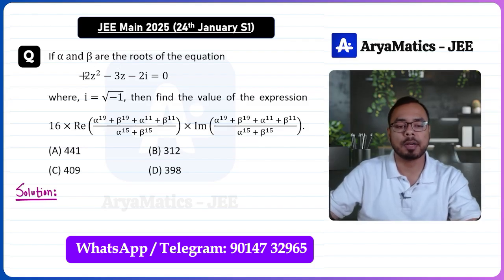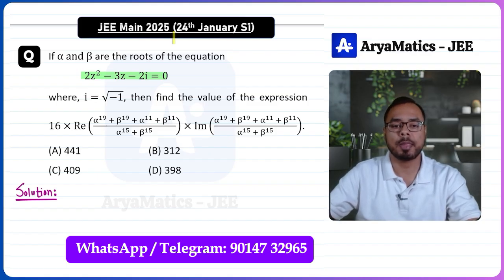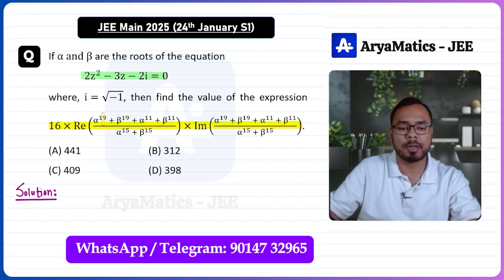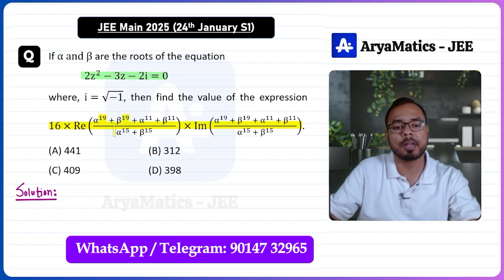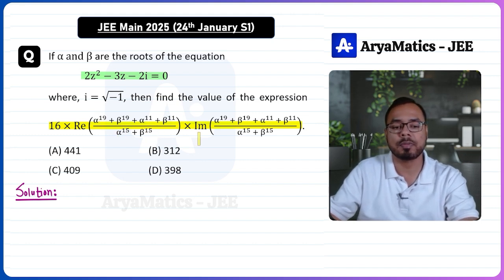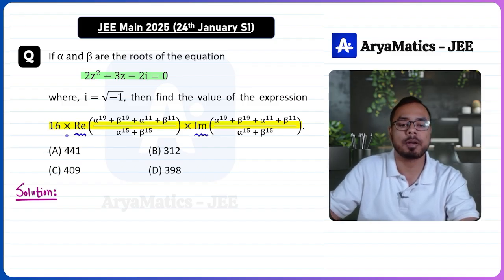If alpha and beta are the roots of this quadratic equation in Z, where iota is root over minus 1, then we need to find the value of this expression. 16 into the real part of this complex number, alpha raised to 19 plus beta raised to 19 plus alpha raised to 11 plus beta raised to 11, and that divided by alpha raised to 15 plus beta raised to 15. The second term is also the same, but here we need the imaginary part of that complex number. Here we need the real part.